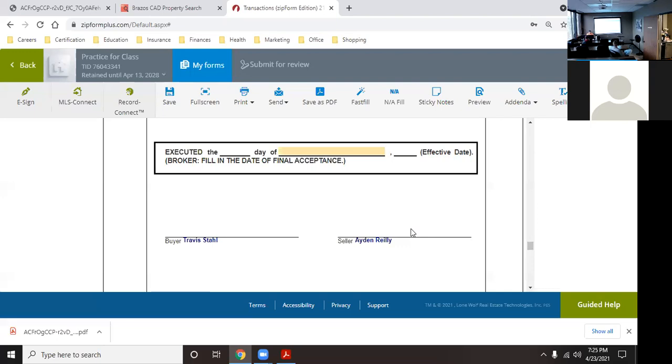If we accept his counter, we would just simply initial next to all of his changes that we also agree to, send it back to him. At that point, he would sign it. He would fill in, his agent would fill in the executed date and send it off.